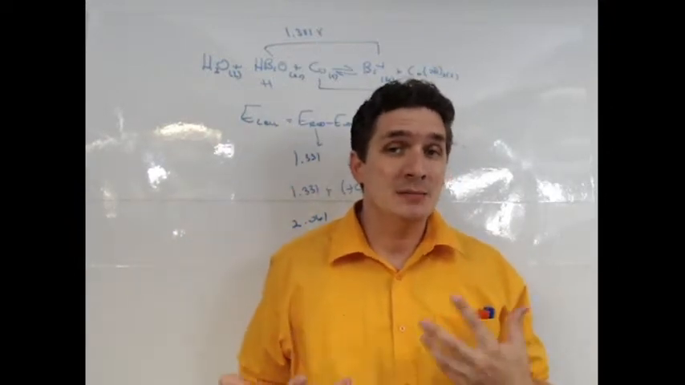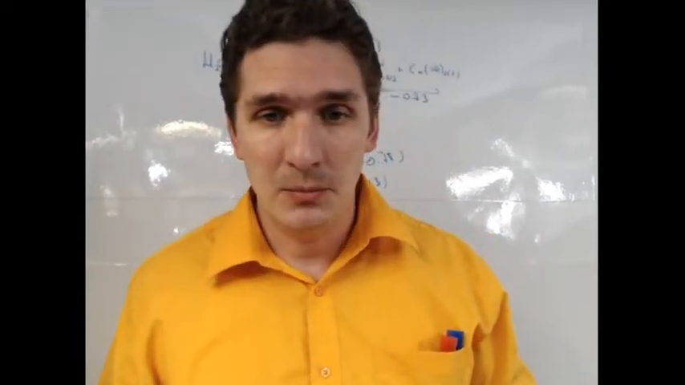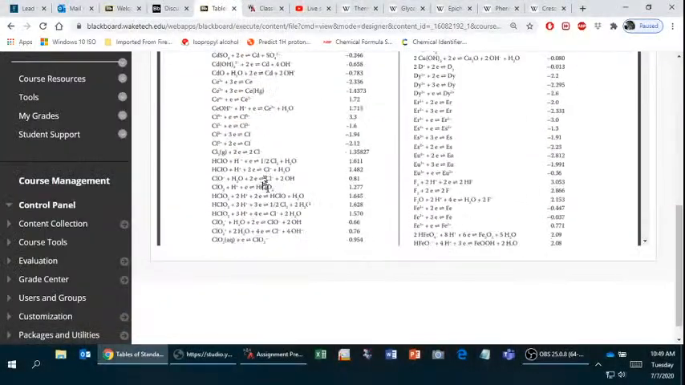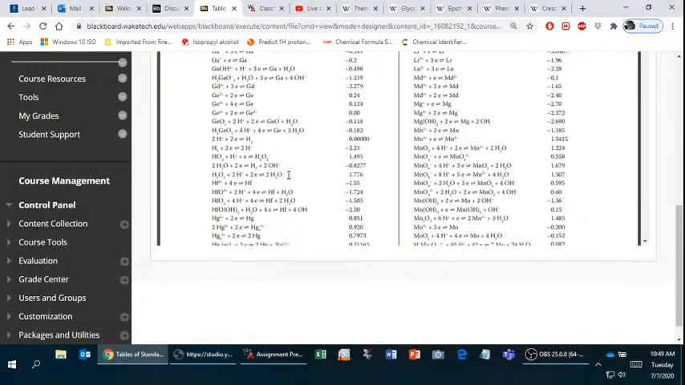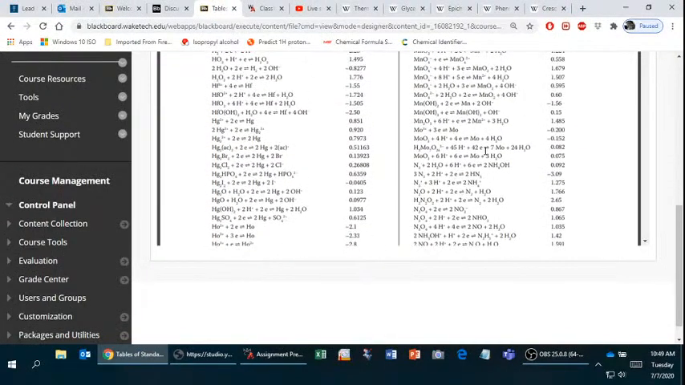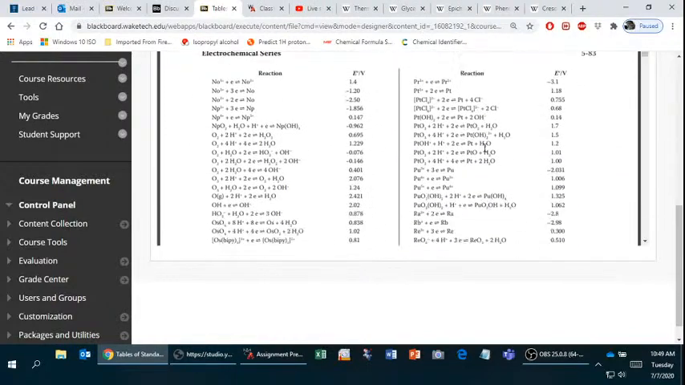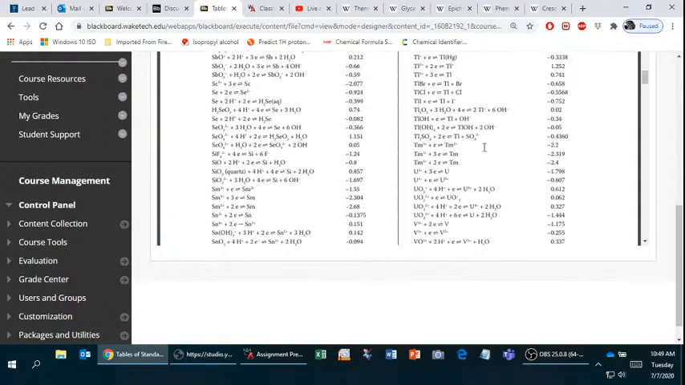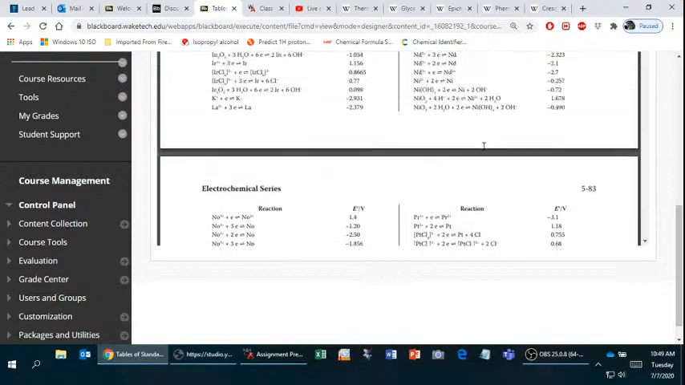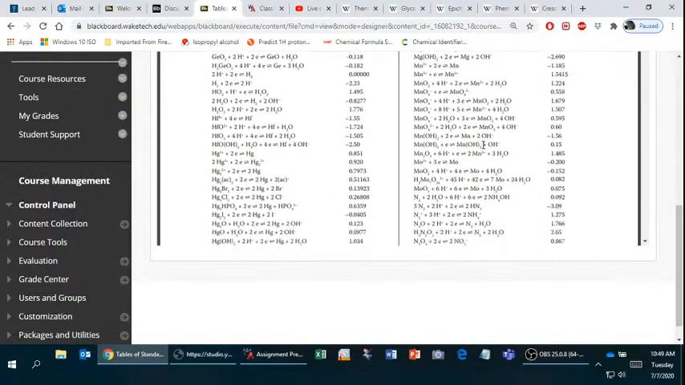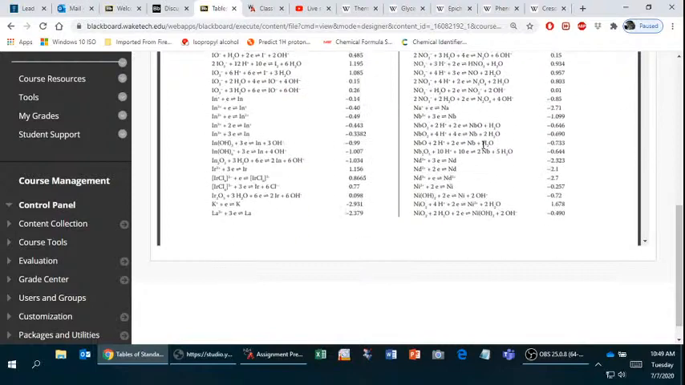Some elements don't like being reduced. So if you look at something like, I'll bring back up the table here, something like sodium. Here we go, sodium. Sodium here has a negative reduction potential, minus 2.71. So that reduction reaction is going to be negative. The oxidation reaction of sodium would actually be 2.71. So sodium going to sodium plus 1, that's favorable.